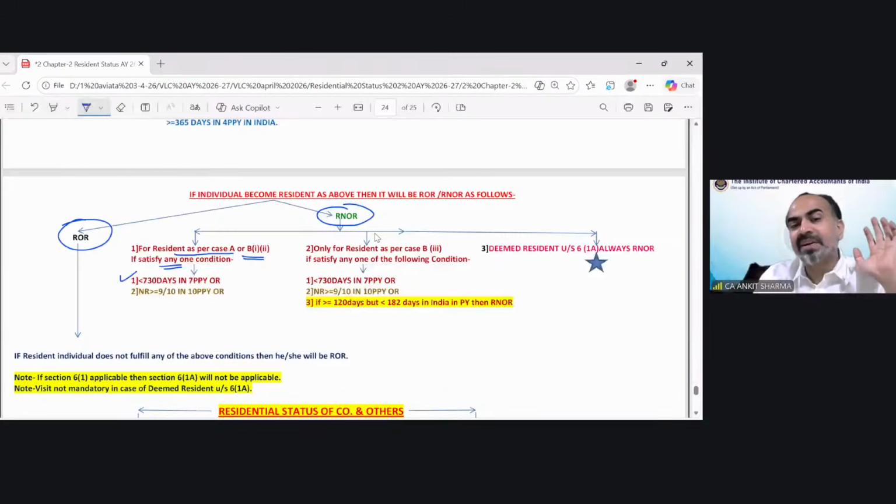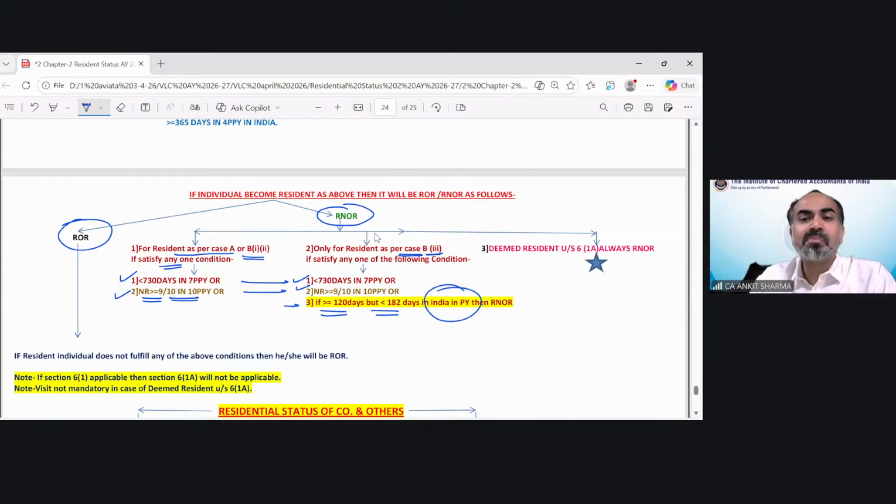Less than 730 days in the 7 preceding previous years, or non-resident for equal to or more than 9 years out of the 10 preceding previous years. Only for case B, the third category person, there are 3 conditions. First and second are the same. And the third is a new condition: more than or equal to 120 days, but less than 182 days in India in the previous year. Deemed resident is always a resident and not ordinary resident. If you do not fulfill the condition, you will become a resident and ordinary resident.